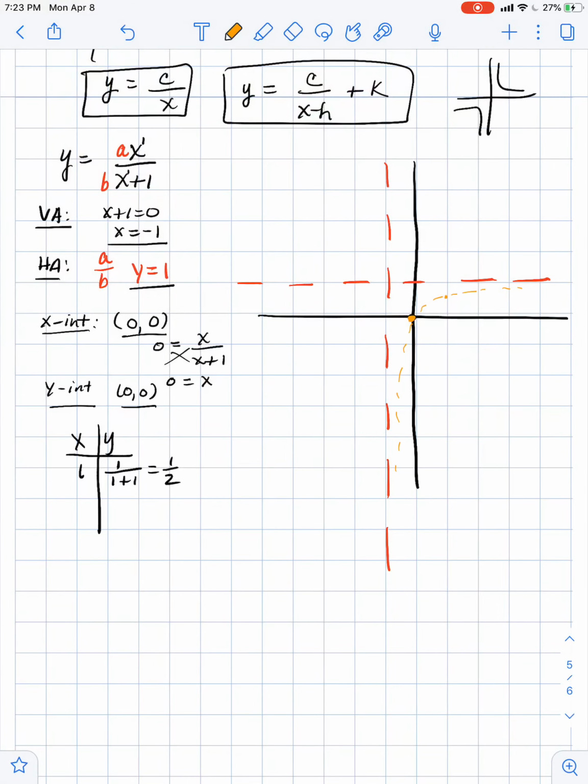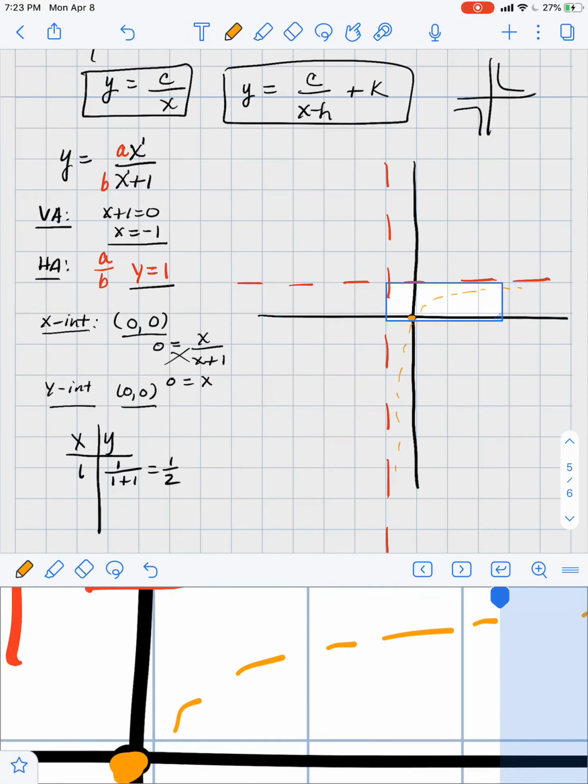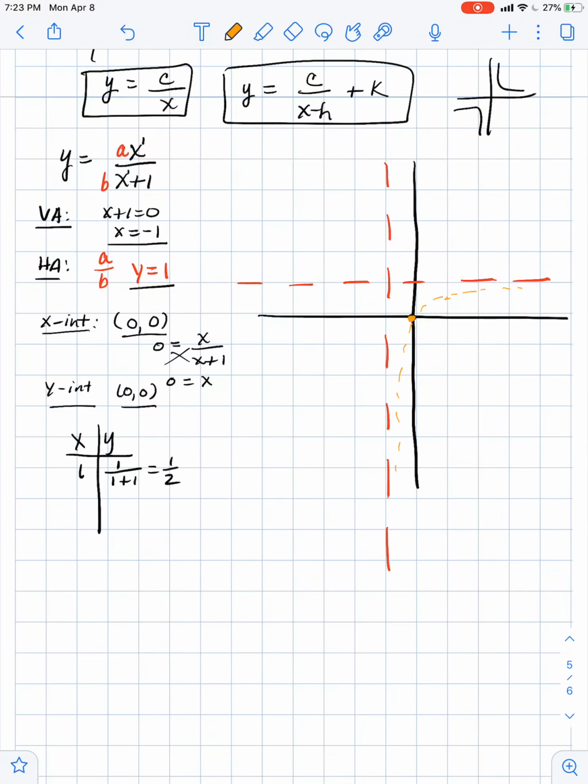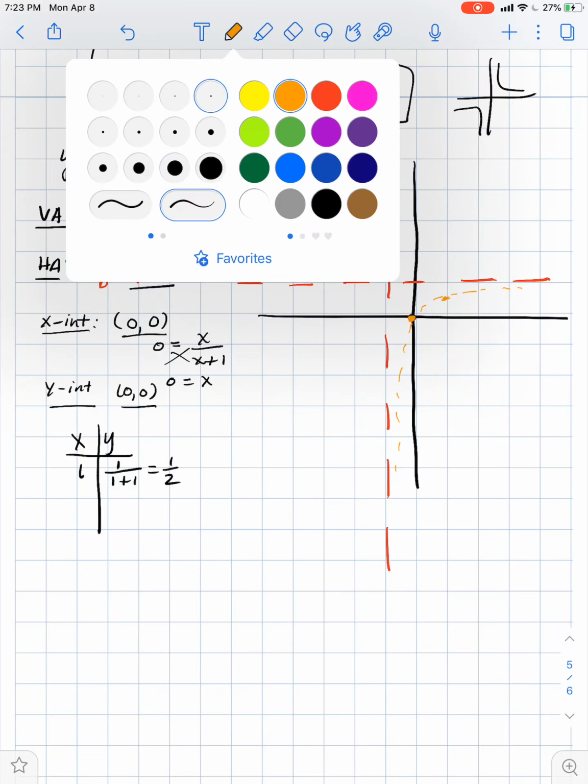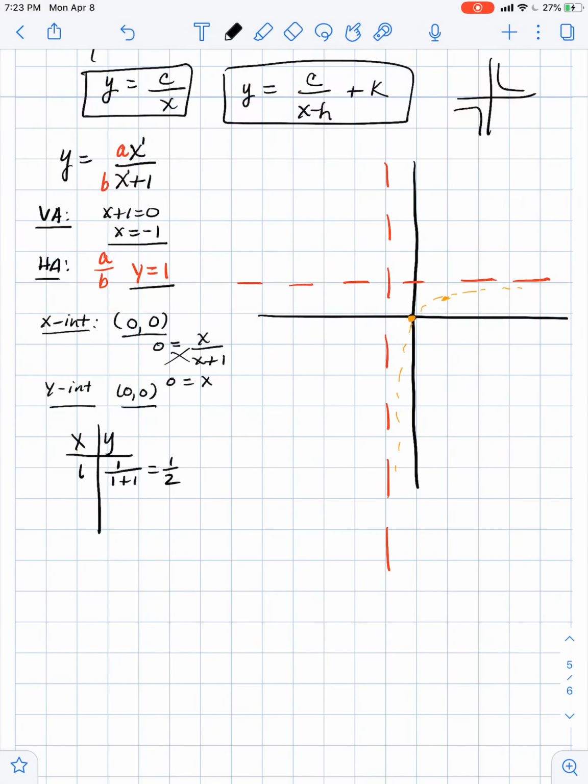Whoops, I hate it when it does that. My iPad does not like me doing points for some reason. I guess I'm holding it too long. Okay, and then let's do another one, because so far we're on the graph that we thought we would be. Let's put a 2 in. So 2 over 2 plus 1, that would be 2/3.